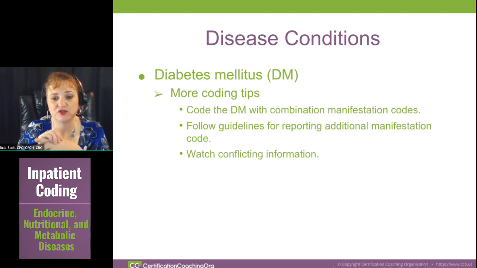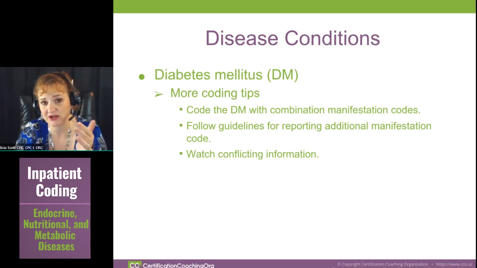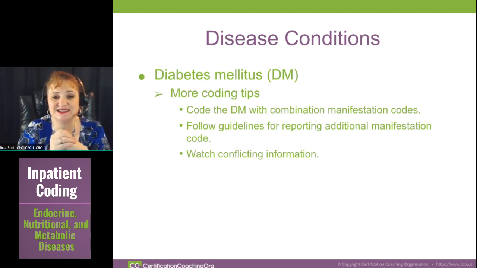Just be aware that you're going to end up with manifestation codes, even though there is a combo code that tells you that the person has a renal manifestation as well as diabetes. You need to identify what the manifestation is to a higher specificity, and always be very careful with conflicting information, and you can always query the provider if you need to.